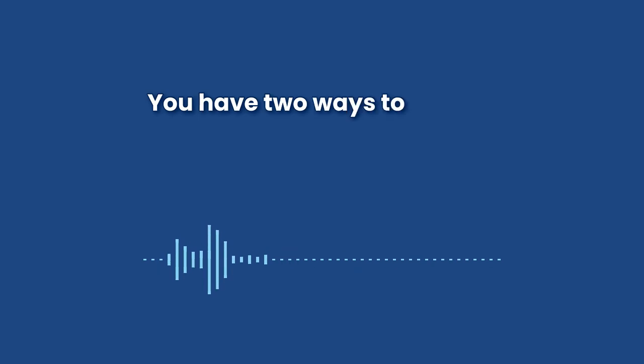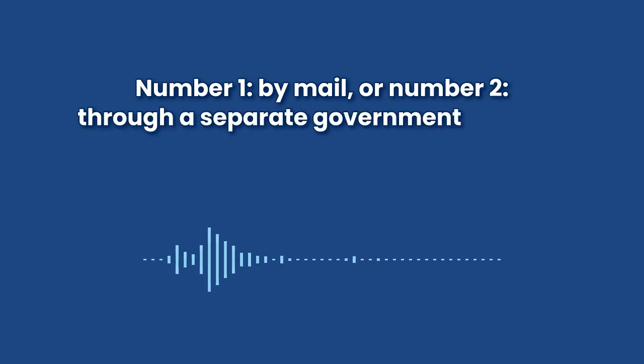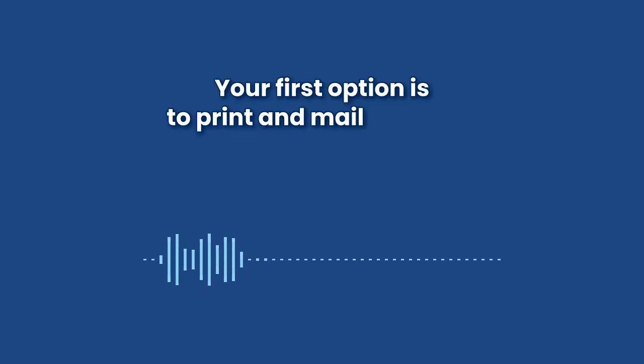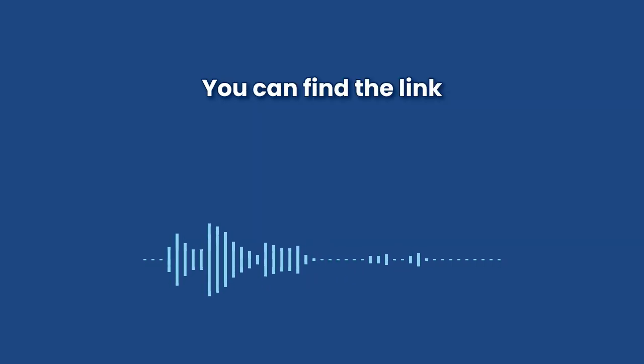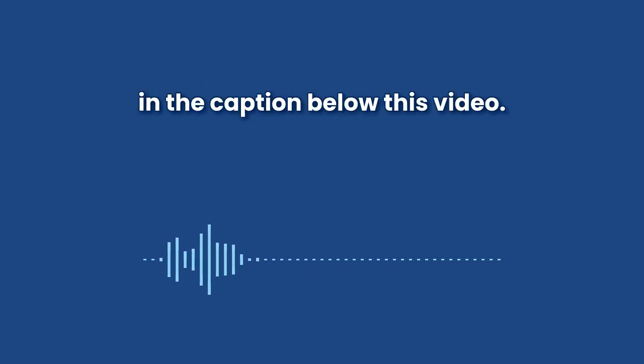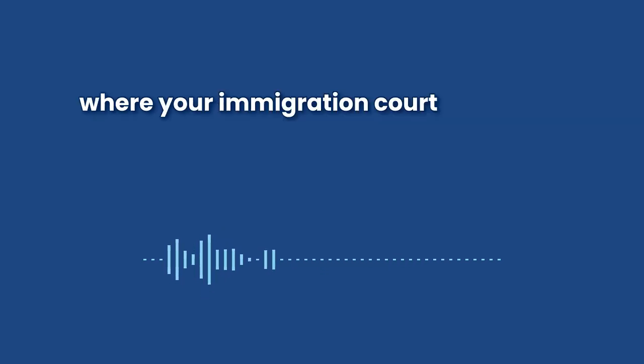You have two ways to do this. Number one, by mail, or number two, through a separate government website. You can choose either option. You do not need to do both. Your first option is to print and mail the form. You can find the link to the government attorney's addresses in the caption below this video. You can filter the search by the state where your immigration court is located.